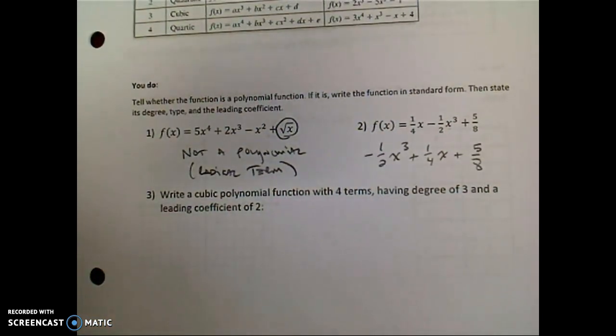Let's flip the script. Now, instead of recognizing a polynomial when it's written, I would like you to write a polynomial on your own. A cubic polynomial function with 4 terms, so its degree is 3, and the leading coefficient is 2. Go ahead and pause the video. Take a look at each of those words in the instructions. Think about what that would mean in terms of what the polynomial would look like, and go ahead and write one. And then you can restart the video and check as an example.